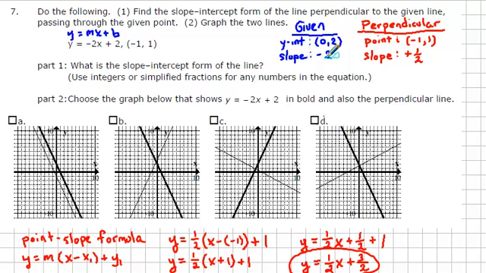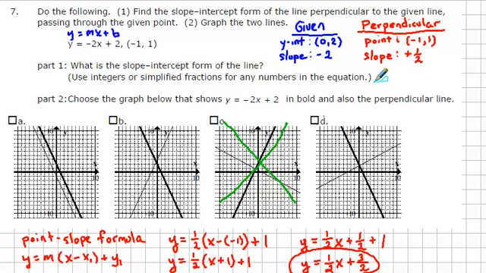Next, the slope of the given line is -2. If the slope is negative, then the line must be decreasing. And we notice that all of the bold lines are decreasing except in C. In C, the bold line is increasing. So we can go ahead and eliminate C. C is eliminated because the bold line is increasing rather than decreasing. Now it appears that the bold line is the same in A, B, and D. And so now we'll go ahead and move on to the perpendicular line.